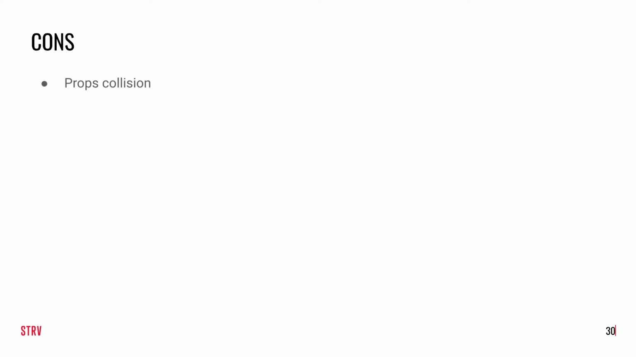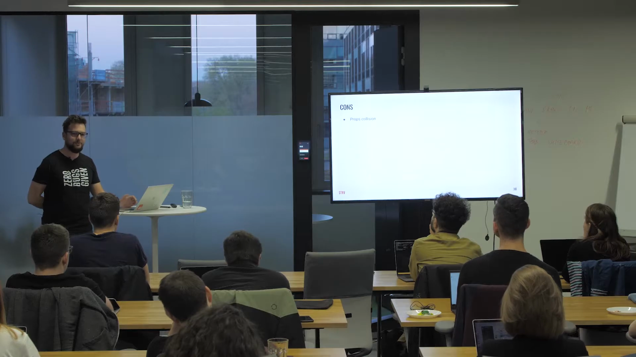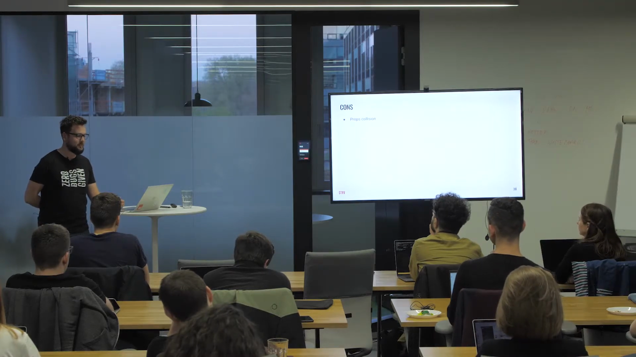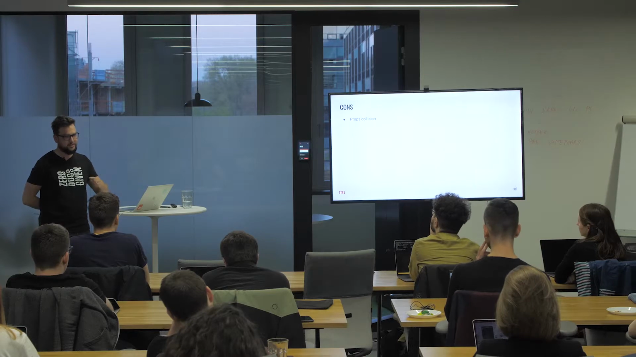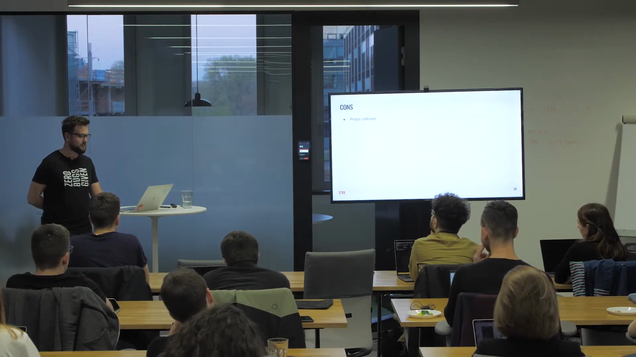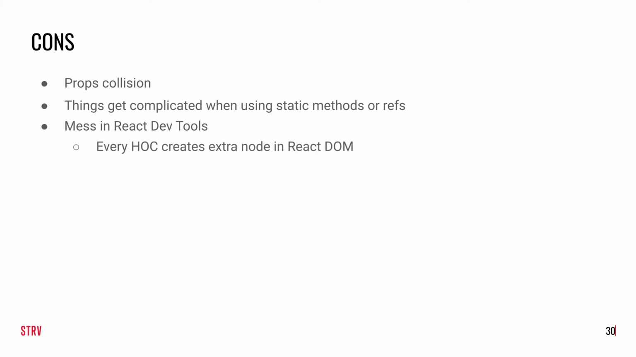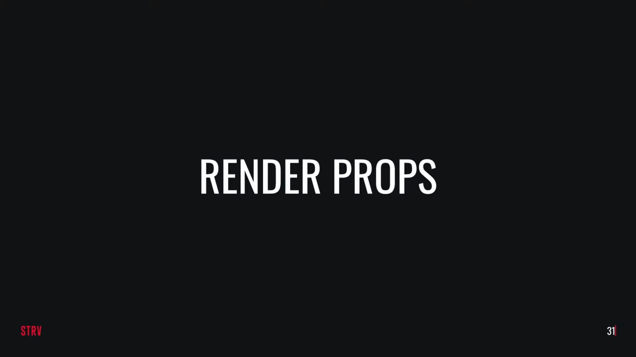well, this is the biggest concern when you are using higher order components: when you are passing props from one component to another and they have the same prop name, it can easily happen that they will be overwritten by some of these components in the chain, and it's really hard to find out when it happens. Another thing is that it gets really complicated with using static methods or refs, and it just makes a mess in React DevTools.